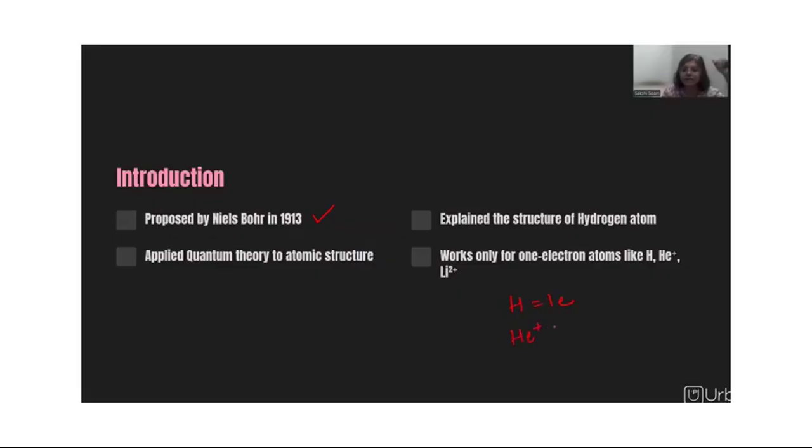Helium plus, right? Helium, we know that the atomic number is 2, but helium plus means one electron is lost. So now the number of electrons is only one, right? Lithium has how many electrons? Can you all tell me? Yes, lithium has 3 electrons. So if it loses 2 electrons, it becomes lithium 2 plus, and then only one electron is left, right? And he applied quantum theory to the atomic structure. So this is an introduction, and all of this we are going to study today.